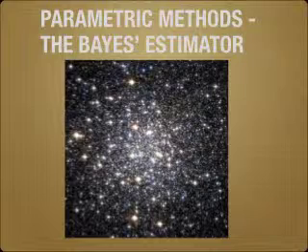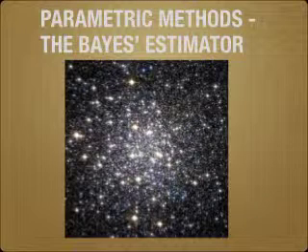Another possibility is the Bayes' estimator, which is defined as the expected value of the posterior density. That is, theta Bayes is equal to the expectation of theta conditioning on x, which is equal to the integration of theta times the probability of theta conditioning on x d theta. The reason for taking the expected value is that the best estimate of a random variable is its mean.